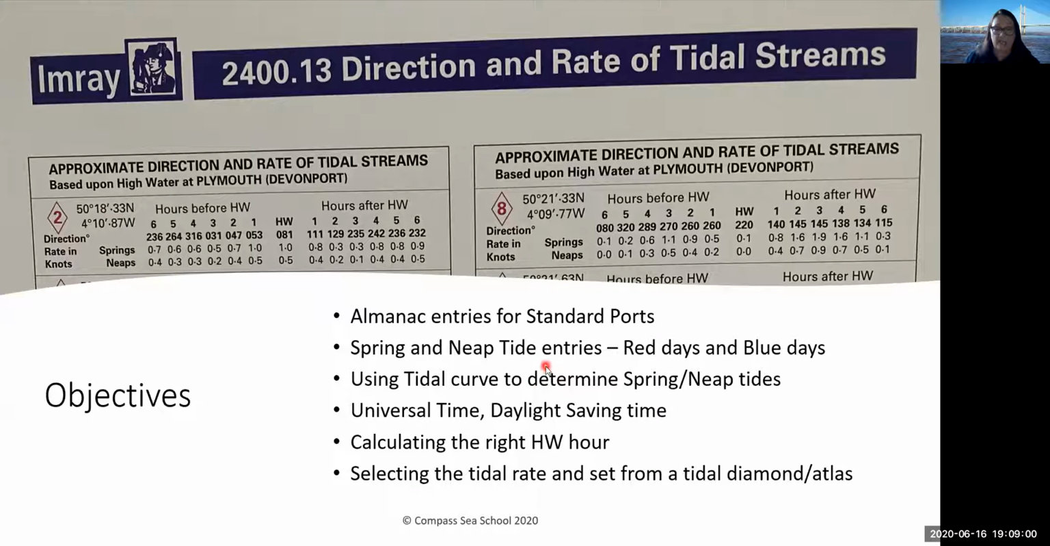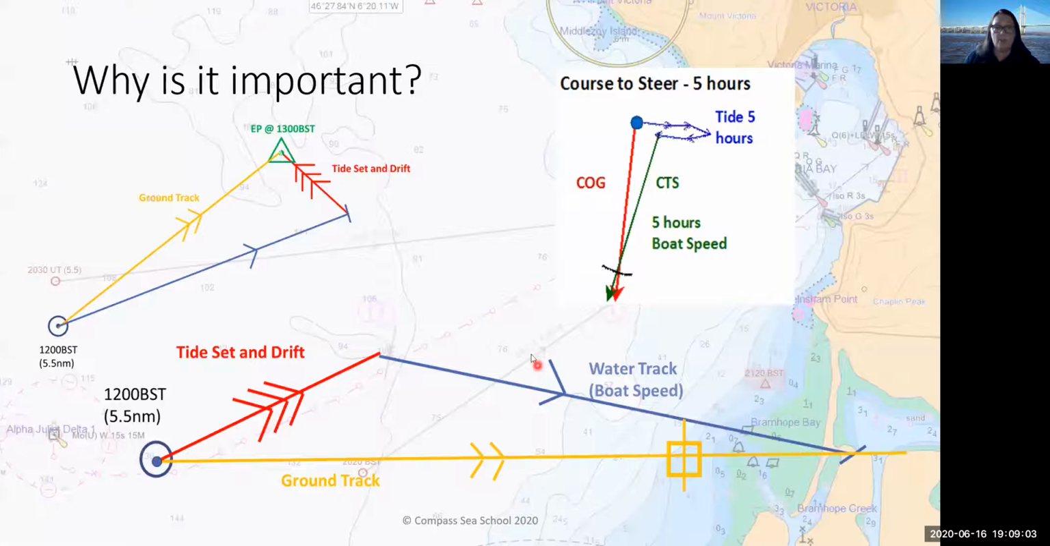Okay, so that's tonight's objectives. So where are we going to start? Well, first up, we need to know why it's important. Why do we even need to be able to calculate the right tidal set and drift? Last week, we looked at our EPs and our course to steer, and as well as being able to do the calculations from compass to true and so on for our ground tracks and our water tracks, depending on the activity, we need to be able to go away and get this tidal set and drift from the right place. So it's really important that not only can you do the fixing and work the EPs out, but that you can actually go and get the right tidal set and drift, okay?